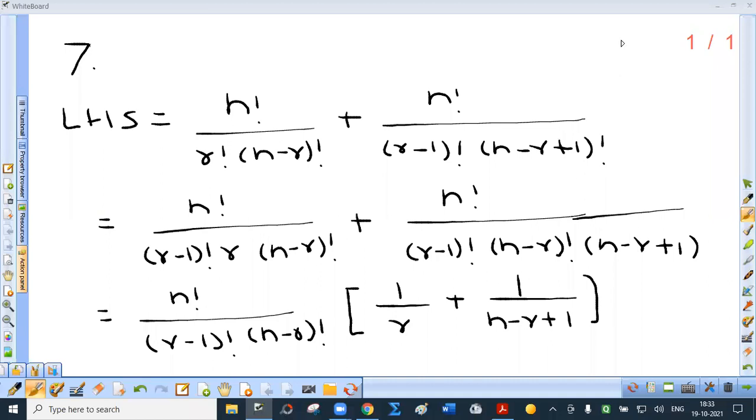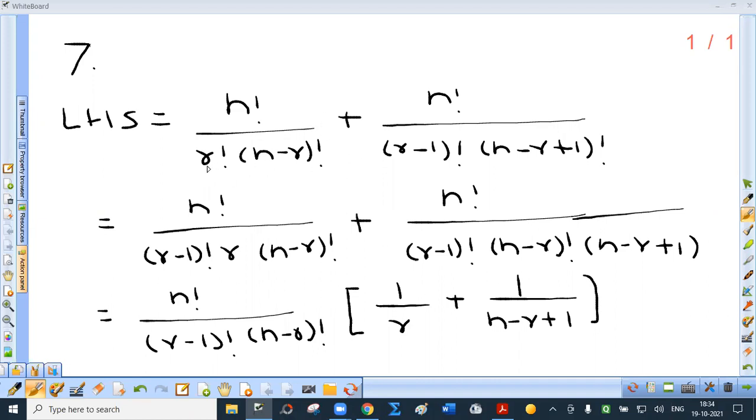7th, show that n factorial upon r factorial into n minus r factorial plus n factorial upon r minus 1 factorial into n minus r plus 1 factorial equal to n plus 1 factorial upon r factorial into n minus r plus 1 factorial. We'll be solving this sum in combination. So at present we begin with LHS.